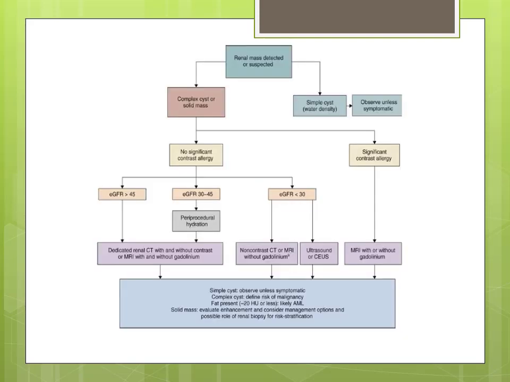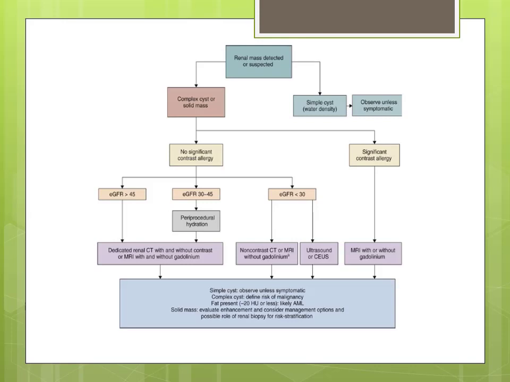Now, what to do if the patient has renal failure? This is a very important algorithm in patients in whom we want to perform a contrast CT, but the patient is in renal failure. If a renal mass is detected or suspected on ultrasound, it can be a simple cyst. If it is a simple cyst, we don't do anything, we just observe the patient. If it is a complex cyst or a solid mass, we must do a contrast study.